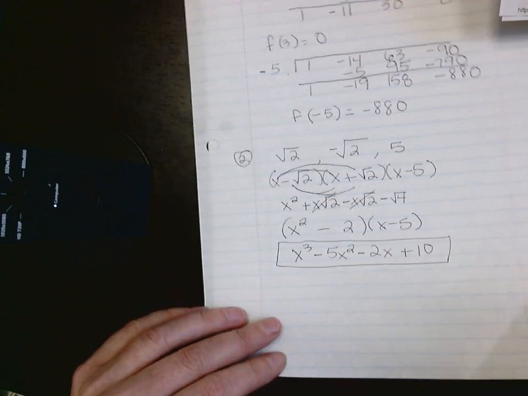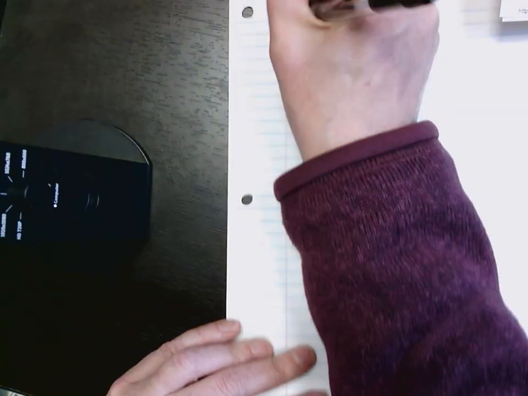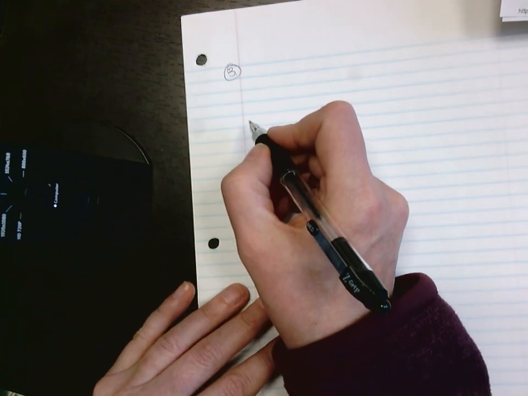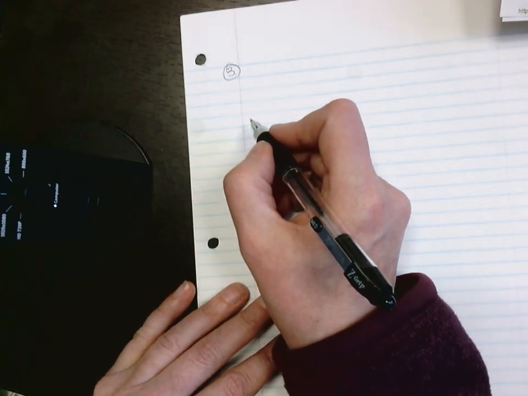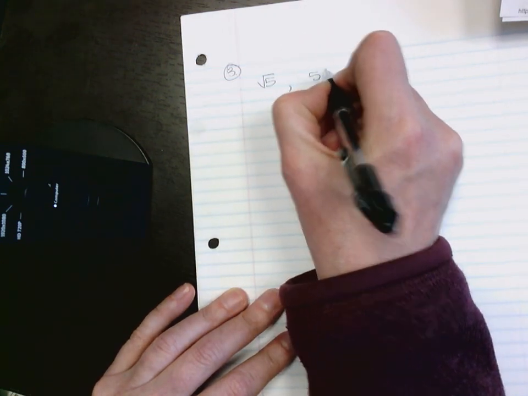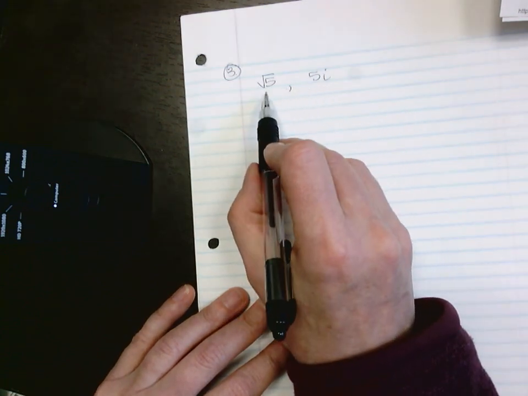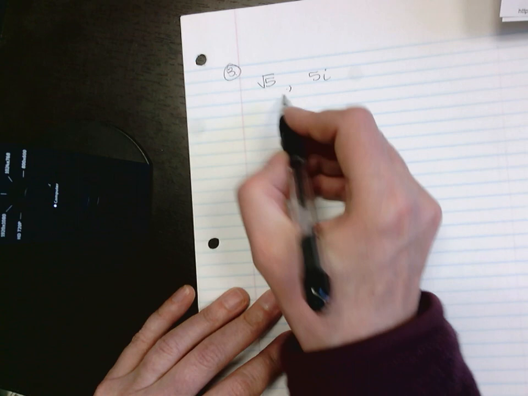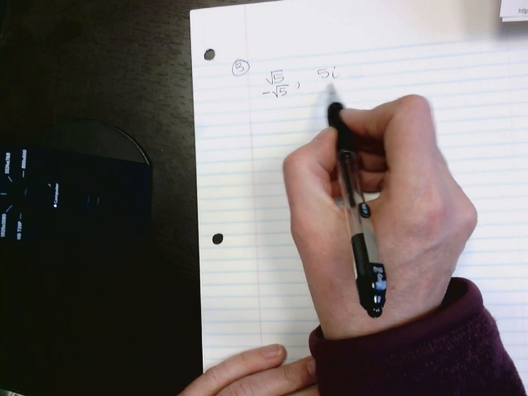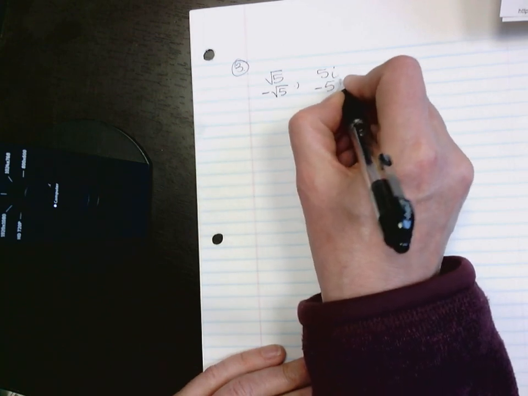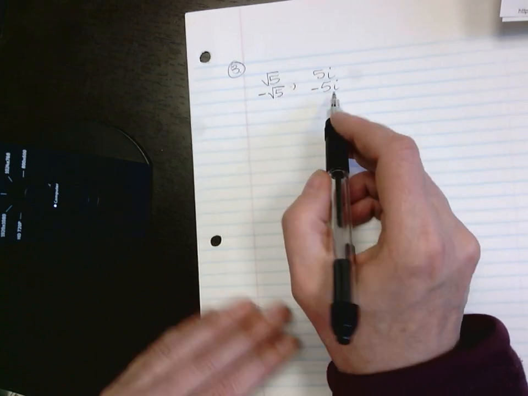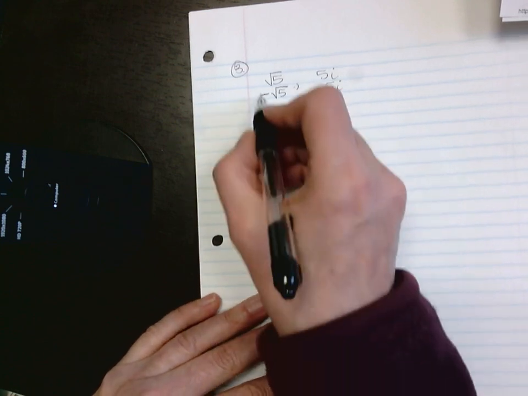Okay? Number 3. Same thing, find a polynomial function that has these zeros, the square root of 5 and 5i. Now, this is back in the section. Remember, if there's a square root of 5 as a 0, there's also a negative square root of 5 as a 0. And if there's a 5i as a 0, then negative 5i is also a 0. So there's actually 4 zeros here that are going to create 4 factors to multiply together.